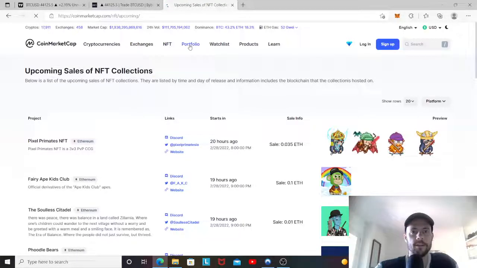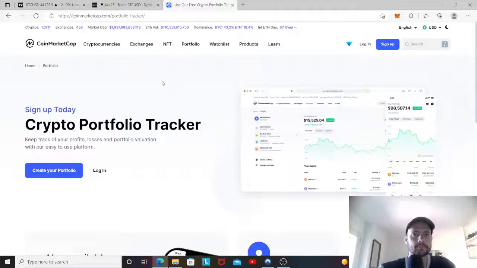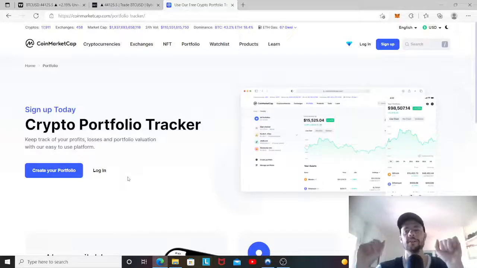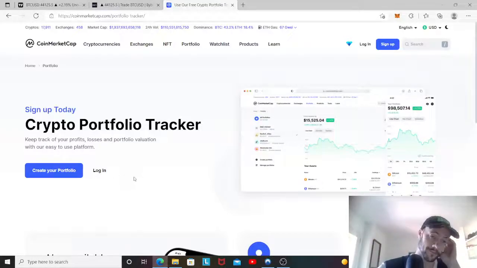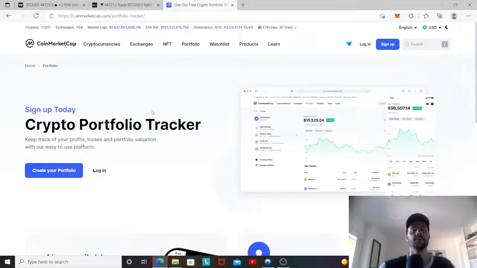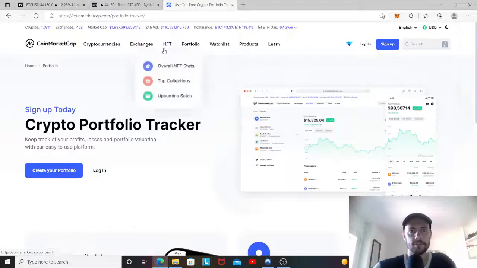And then this right here, portfolio. You can actually create a portfolio, plug in all your information, which coins you have, how much, and that way if you have different cryptos on a bunch of different exchanges, you can just combine them into one portfolio. So that's pretty useful.